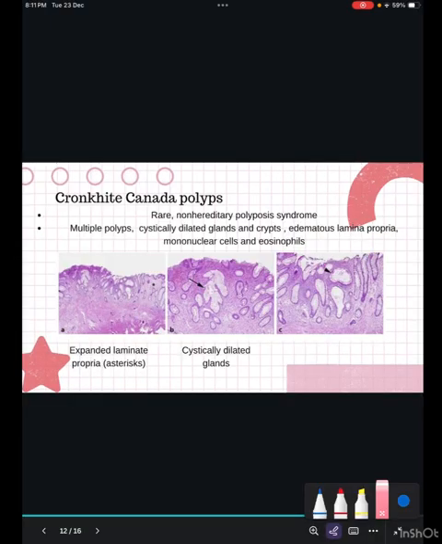The next form of polyps that we are discussing, which is also a form of hamartomatous polyps, is the Cronkhite-Canada polyps. Cronkhite-Canada polyps are rare and they are associated with the non-hereditary polyposis syndrome. There are usually multiple polyps and cystically dilated glands, as you can see here. There is also an edematous or an expanded lamina propria. So as you can see here, this lamina propria is usually expanded. There are also mononuclear cells as well as eosinophils.